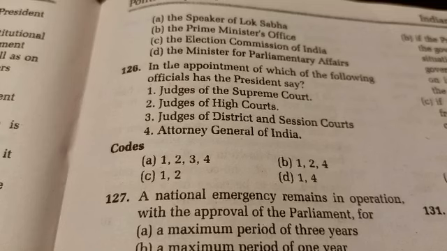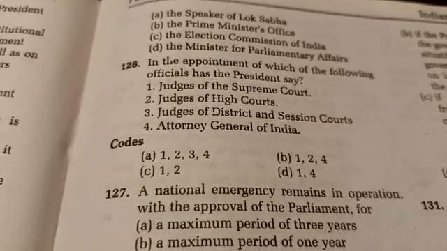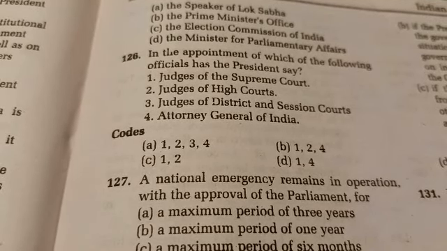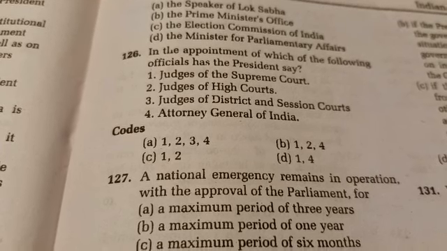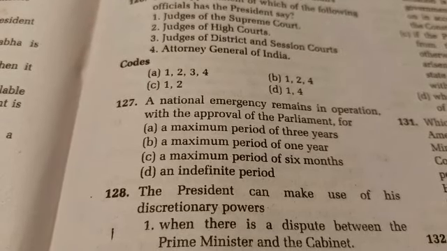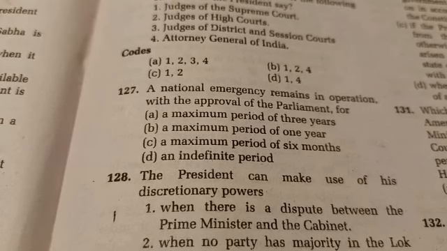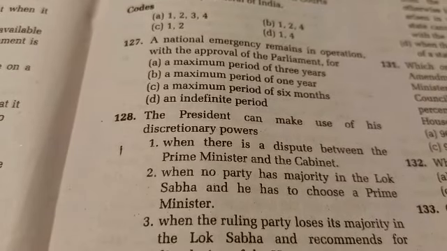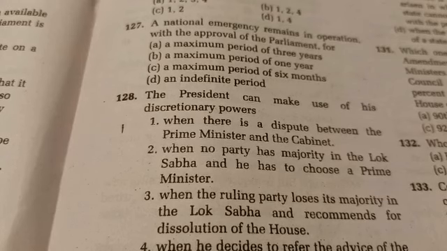In the appointment of which of the following officials does the President have a say? And the right answer is option B, 1, 2 and 4. Judges of the Supreme Court, judges of High Court and Attorney General of India. A national emergency remains in operation with the approval of Parliament for. The right answer is option C, a maximum period of 6 months. The President can make use of his discretionary powers.